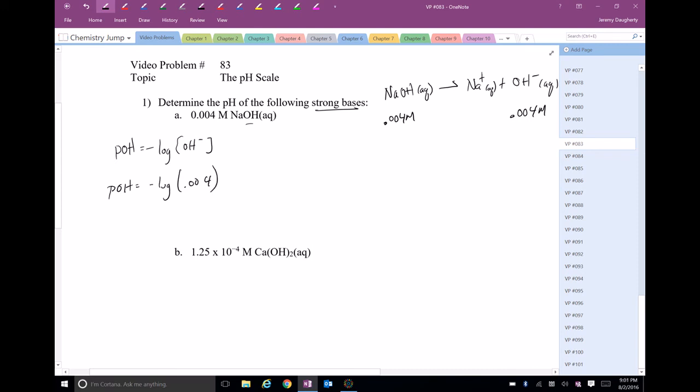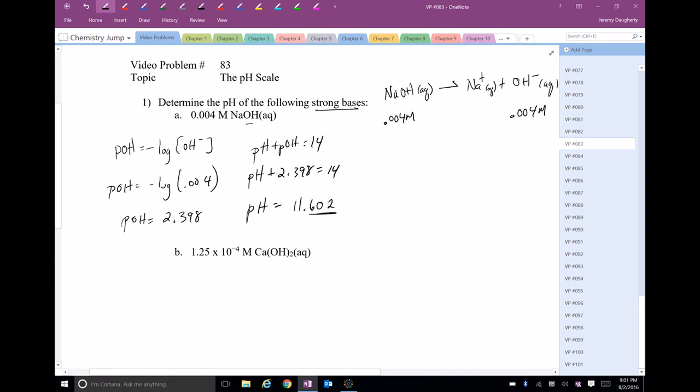Negative log of 0.004, and we get a value for the pOH of 2.398. To find the pH, pH plus pOH is equal to 14. So pH plus 2.398 is equal to 14. So pH is equal to 11.602. And remember, only these three digits here count as sig figs. So there's the pH for that one.